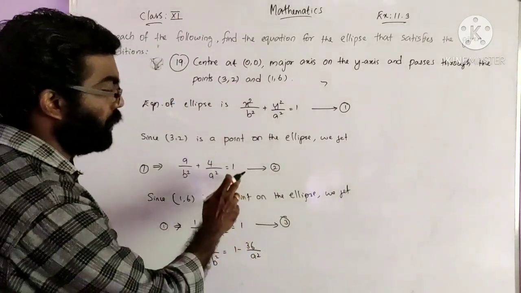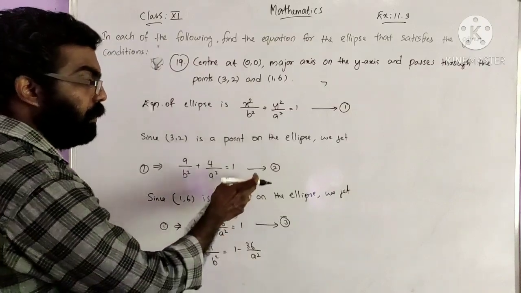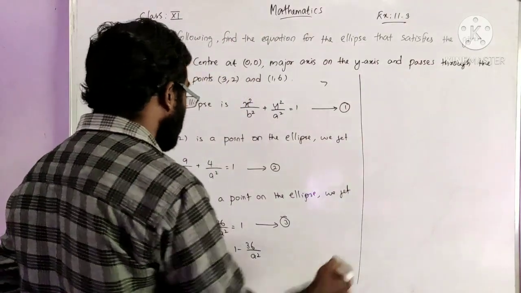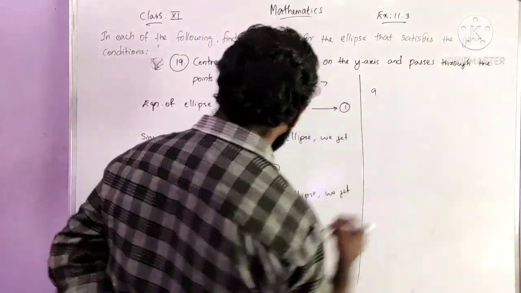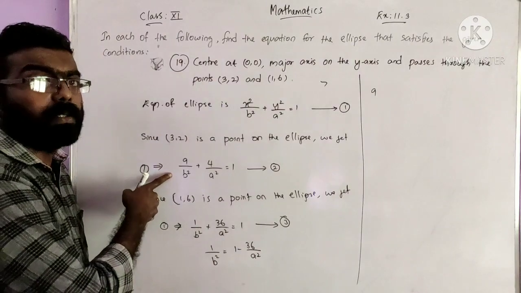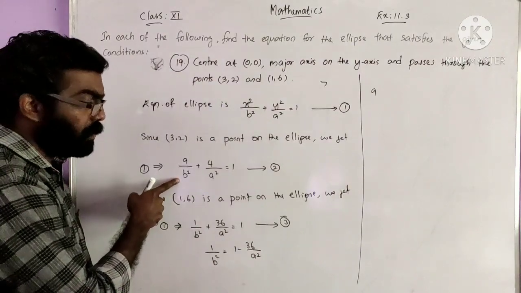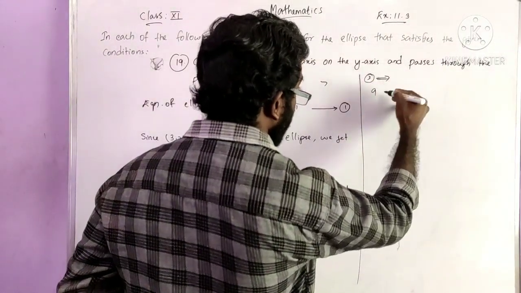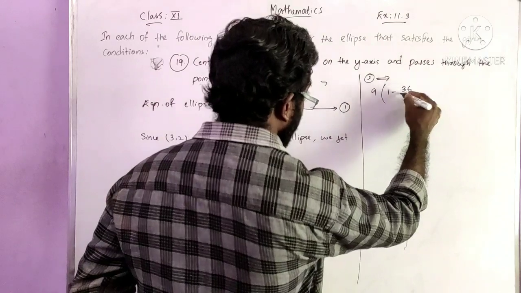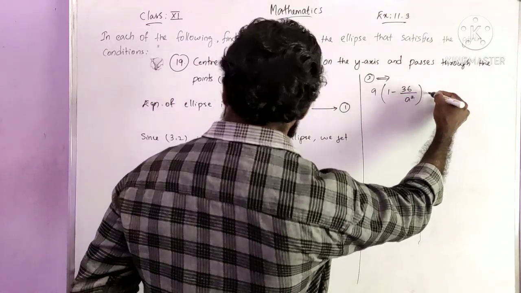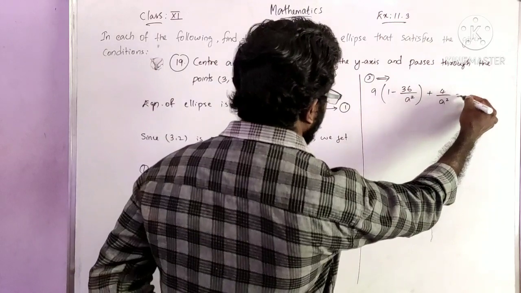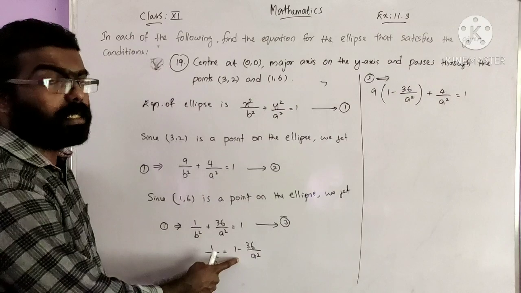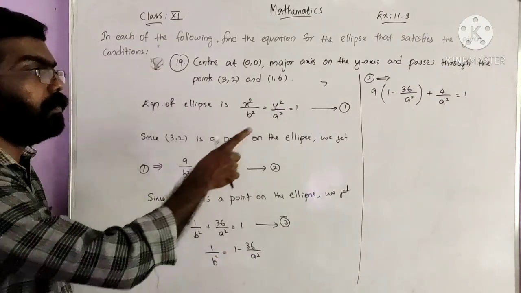This value we can replace in equation 2, or we can say we can solve equations 2 and 3. So by solving equations 2 and 3, we can write 9 by b square as 9 into 1 by b square. That value we can replace. Equation 2 implies 9 into (1 minus 36 by a square), then plus 4 by a square equal to 1. Instead of 1 by b square, we write 1 minus 36 by a square. All other quantities we write as they are.